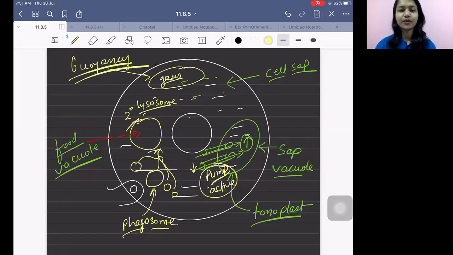These will help in providing buoyancy. Meaning, if this is present in a cell, what will it give? Buoyancy. It will not let the cell sink into the water. So it will give mechanical strength to the cell. It will not let the cell sink into the water because gases are there.